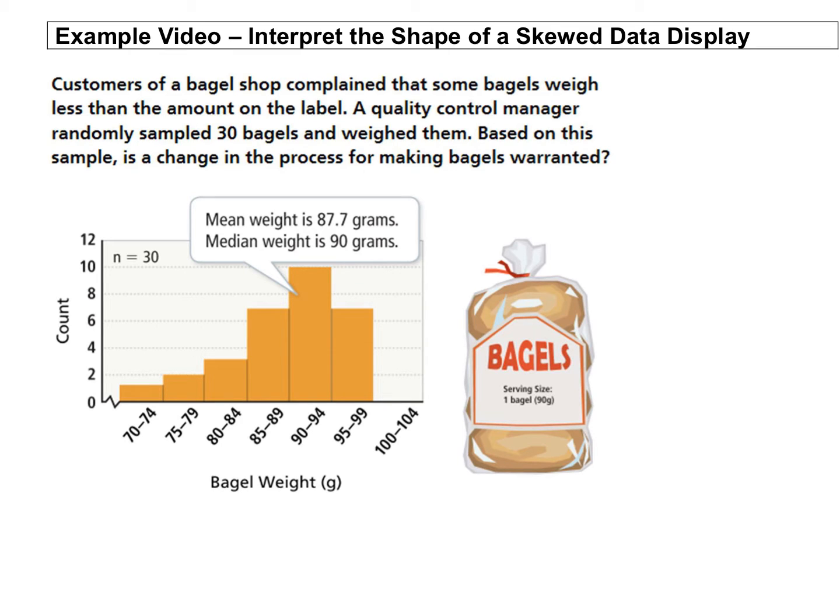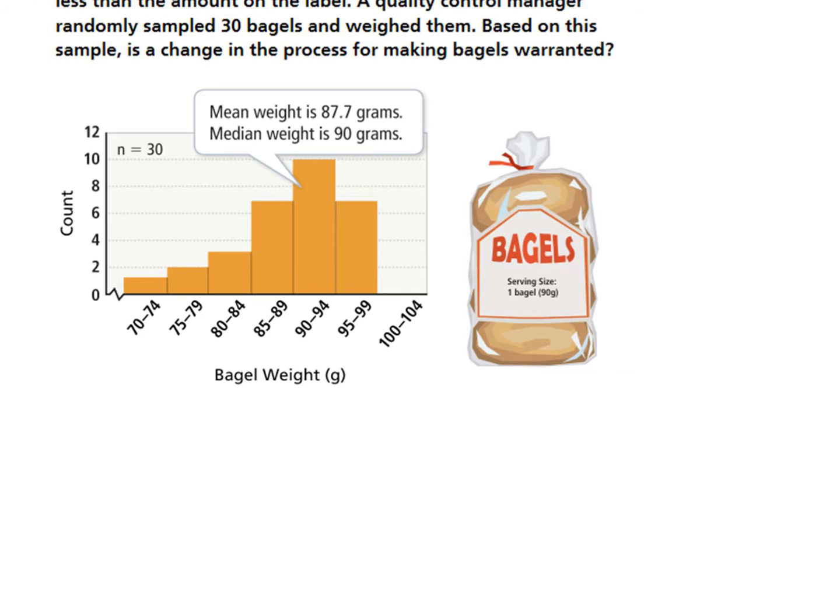So let's look at the data. Is it symmetrical? Is it skewed right? Is it skewed left? Those are the things we want to think about when we look at the data. And we can see that this is skewed to the left.